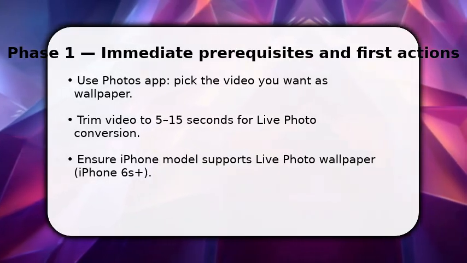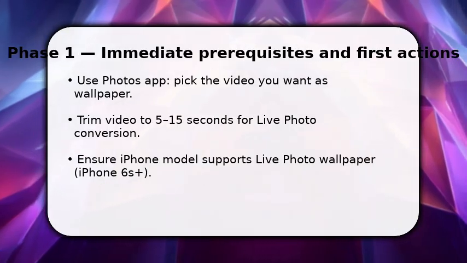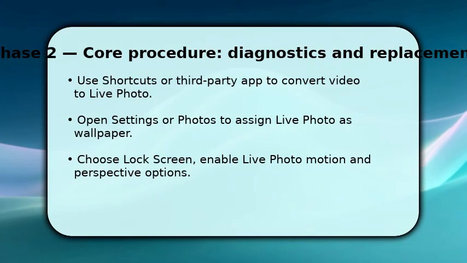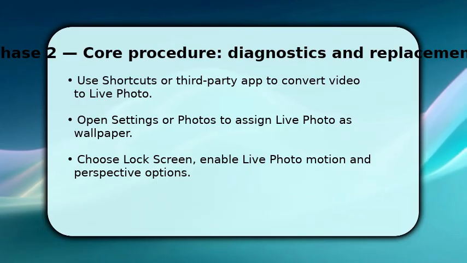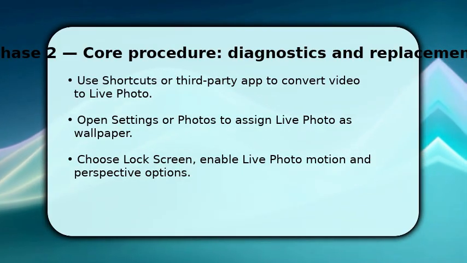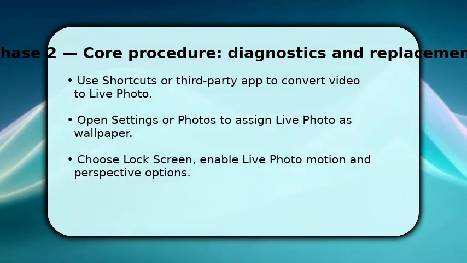This step matters because iOS requires a Live Photo to set motion on the lock screen, so make sure conversion completes successfully. You now convert and assign. Run the Shortcuts workflow or an app to export the trimmed clip as a Live Photo. This preserves motion. Then open Photos, tap the Live Photo, choose the Share button, and select Use as Wallpaper.